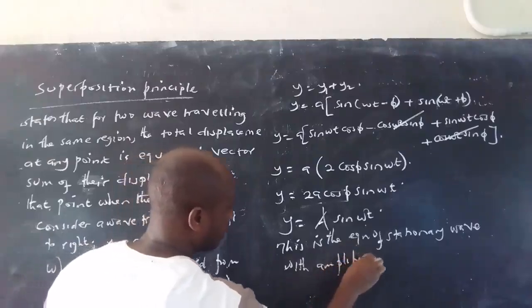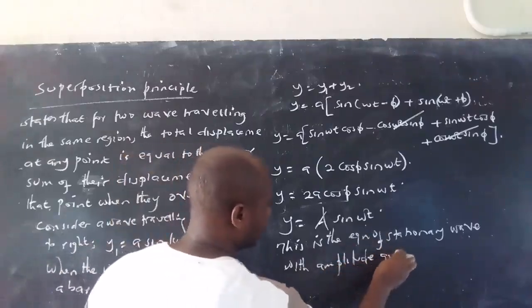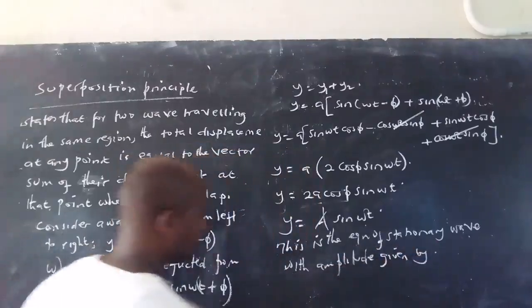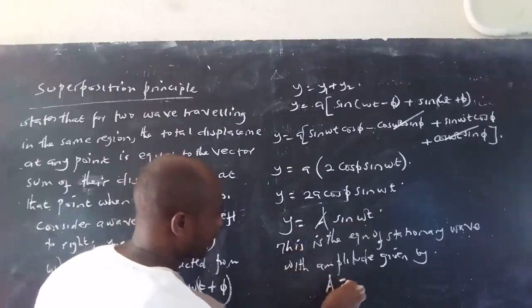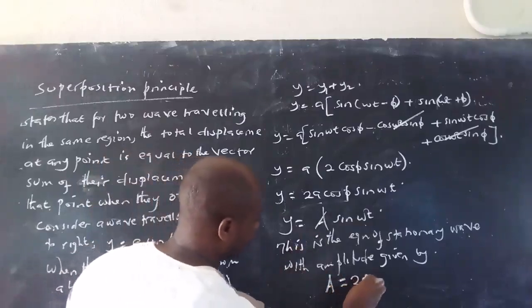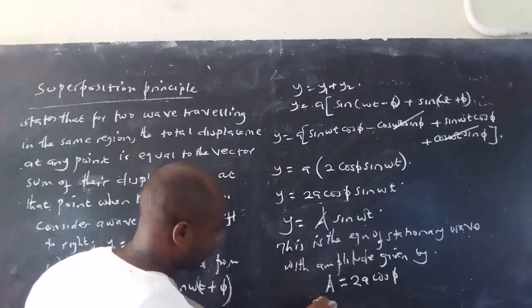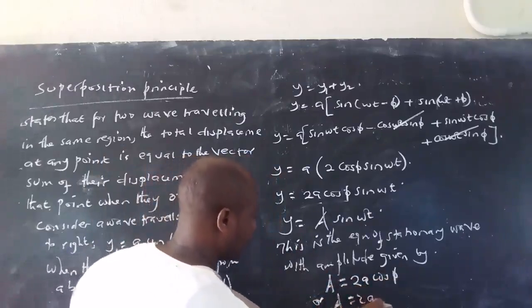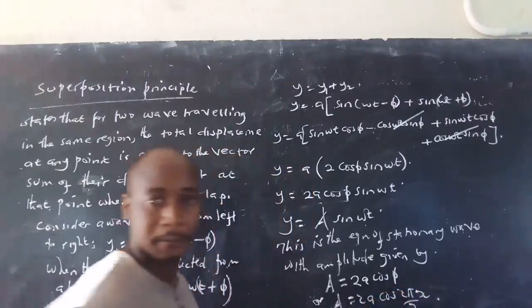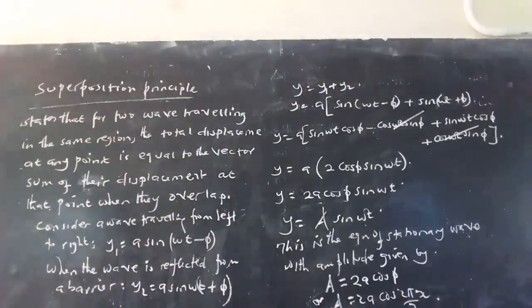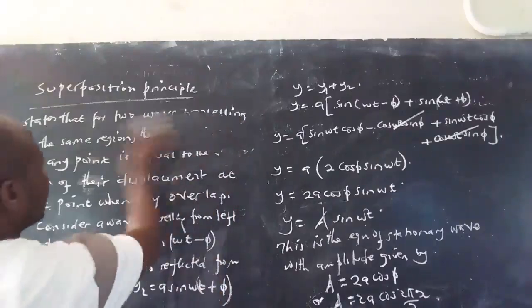The amplitude is A, which is the same as 2A cos phi, or 2A cos(2 pi over lambda times x). So that is the equation of a stationary wave. And therefore I'll ask you a question; I'll put here an assignment.